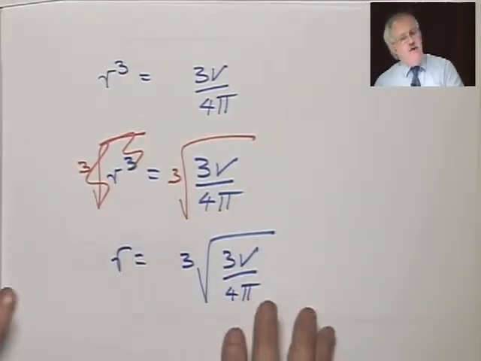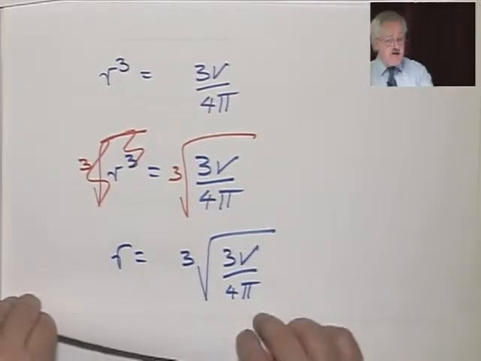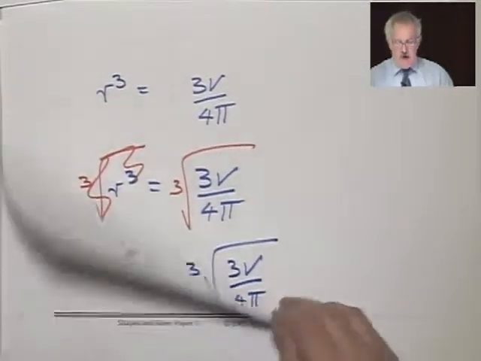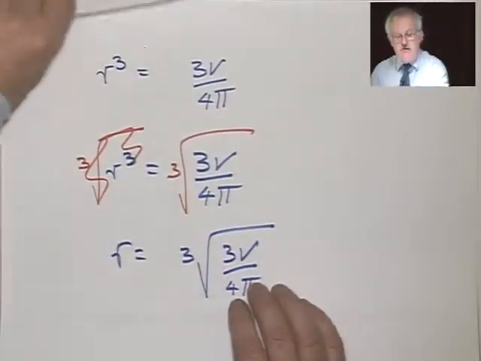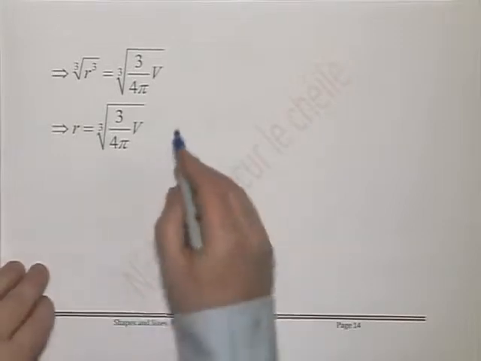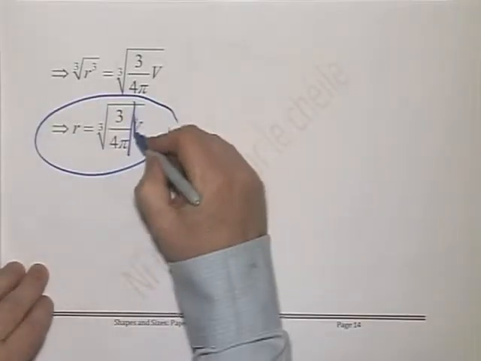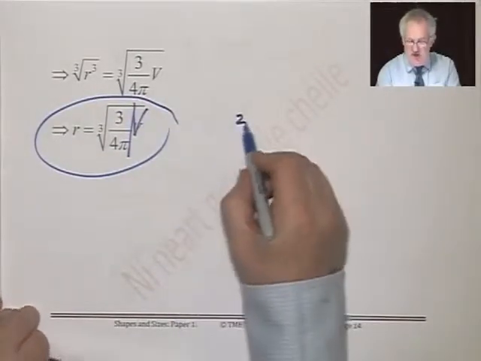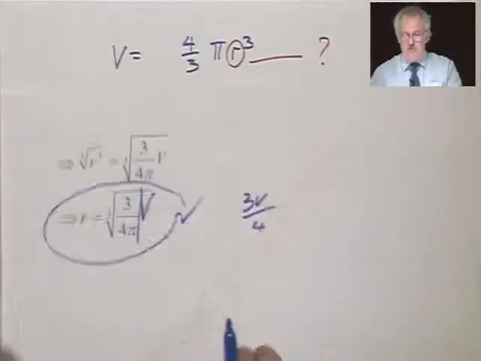So for every equation in your log tables, and there are many, they're hiding so many more as well. So there we see that the cubic root of r cubed is the cubic root of 3 over 4 pi times the V. That V is on the 3V, it's 3V over 4 pi. That's correct, yeah.